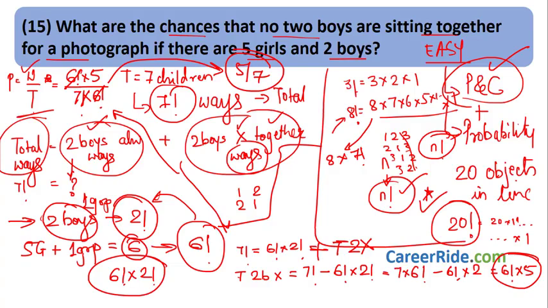So, we will have 6 people total, 5 girls and 1 group, that can be arranged in 6 factorial ways, plus the 2 boys can be arranged in 2 factorial ways amongst themselves. So, total number of ways in which 2 boys always sit together is 6 factorial into 2 factorial. Subtract it, get the answer as 6 factorial into 5, divide by 7 factorial, get the answer as 5 by 7. Moving to next question.